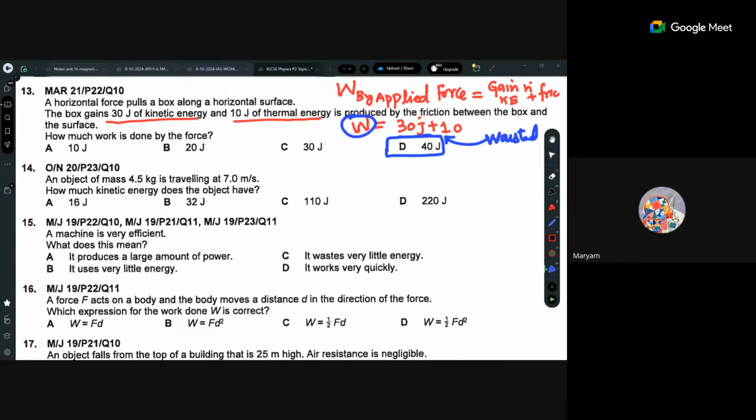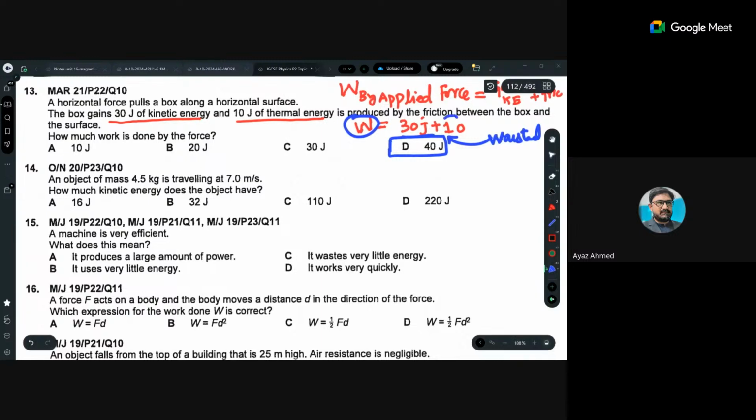Were we supposed to find the input? Actually, we are doing something against friction. That's why, when we are doing something against friction, some of the energy is wasted. That is the wasted energy, and 30 joule is useful.